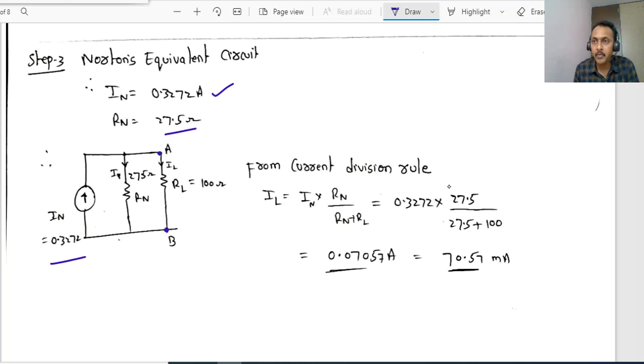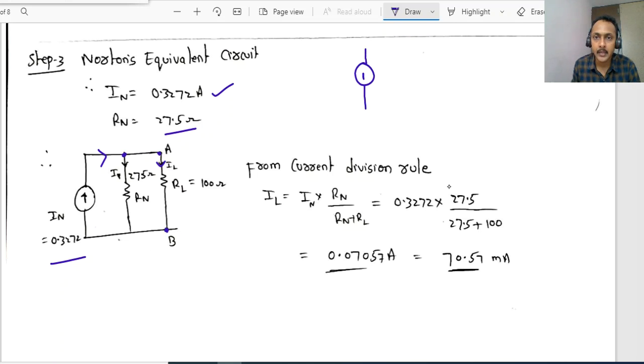Now the theorem is we are asked to apply across AB, A and B. Whatever element we have removed across AB, that one we will join here. Simple. We have joined RL here now. Now we want to calculate this current. Out of this 0.3272 amps entering here, what will be the current flowing through RL? This is just like two resistors in parallel. If you remember the current division rule, right?